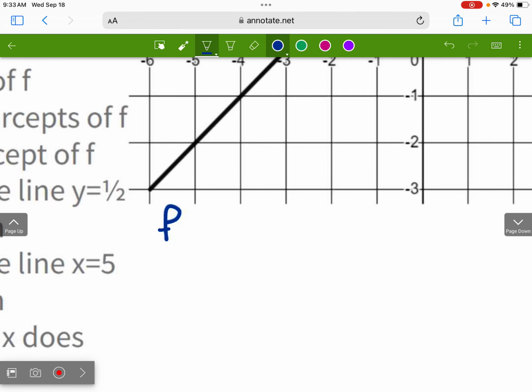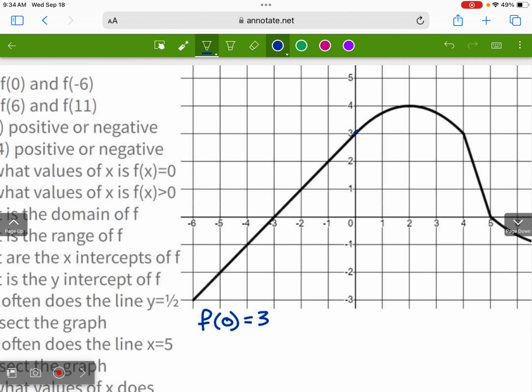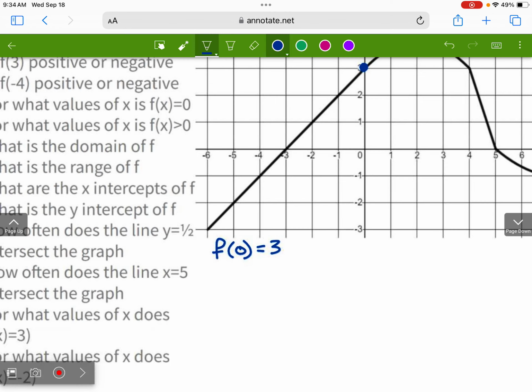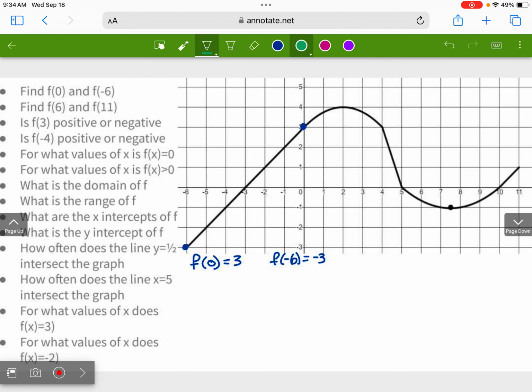So what is f of 0? This is going through a lot of the things we talked about today. What is f of 0? Positive 3. My x is 0, so it's this guy right here. Y equals 3. So then the other one for that question was f of negative 6. What is f of negative 6? Negative 3. This guy down here. Okay. Well, we kind of used it yesterday when we were doing the equations. It's okay.